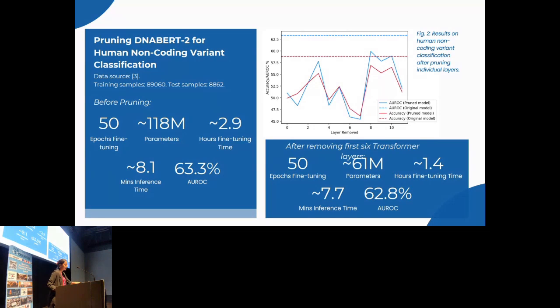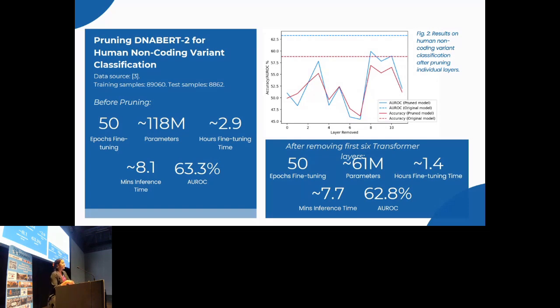And you can see that with removing these last few layers, the accuracy was actually pretty similar to what we had originally. And again, after removing the first 6 transformer layers, we've actually still got a pretty decent accuracy, and actually better than we had with removing individual layers.